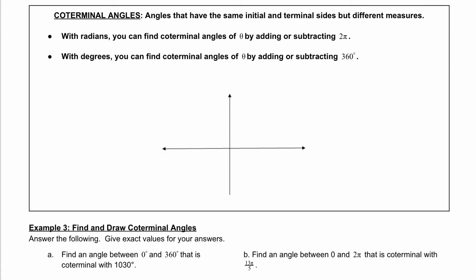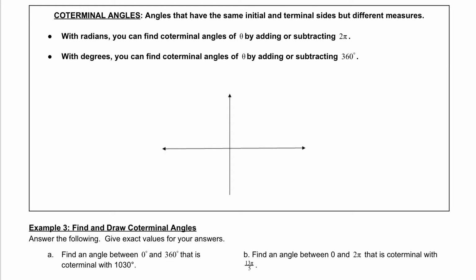For example 3, we first need to understand coterminal angles. Coterminal angles are angles that have the same initial and terminal sides but different measures. With radians, you can find coterminal angles of theta by adding or subtracting 2 pi. And with degrees, you can find coterminal angles of theta by adding or subtracting 360 degrees.